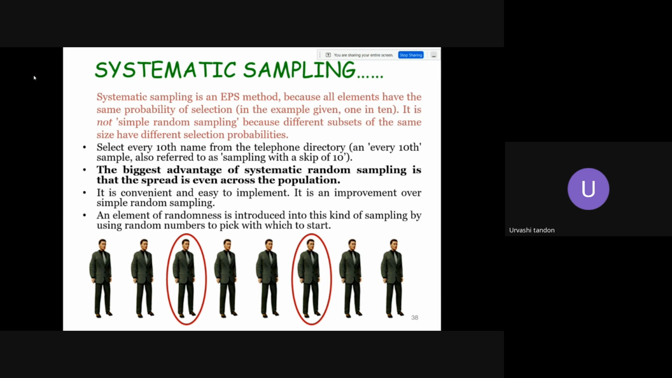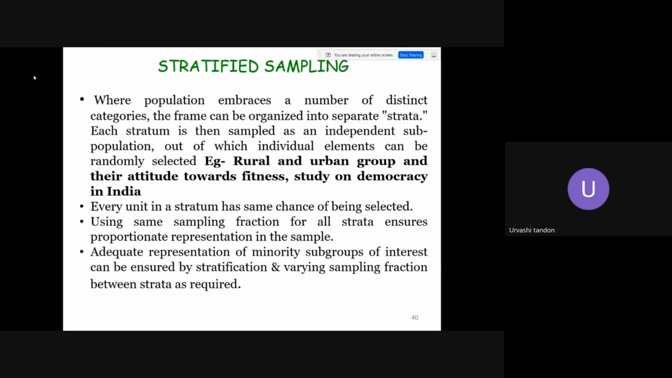Because in random sampling, what happened, you picked up the numbers randomly, right? Maybe you didn't reach the last person, right? Let's say you wanted to generate a random number from 1 to 500, and you stopped at 387. What about the next 113 people? But here the advantage is that even the last number has the probability to be part of your sampling frame, right? So it is convenient, and an element of randomness is introduced here. So these are the same things which I said.